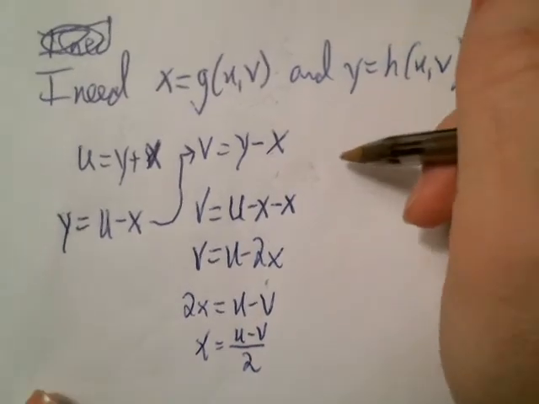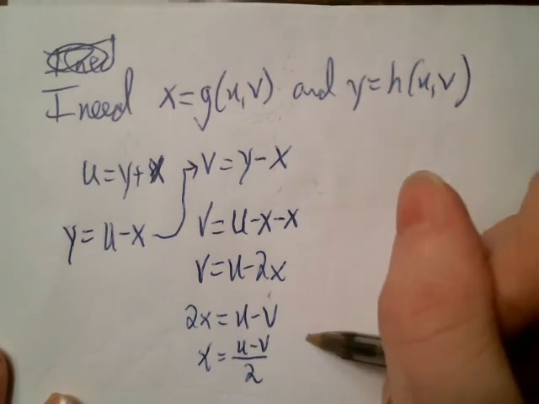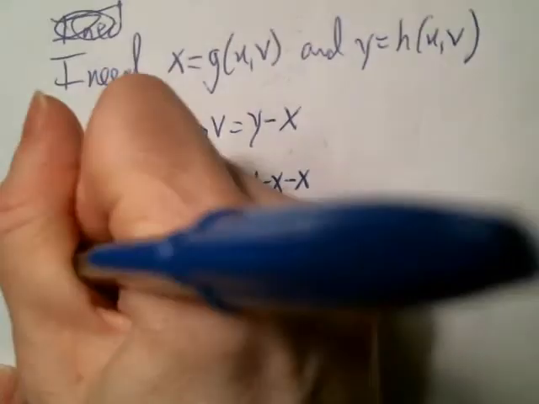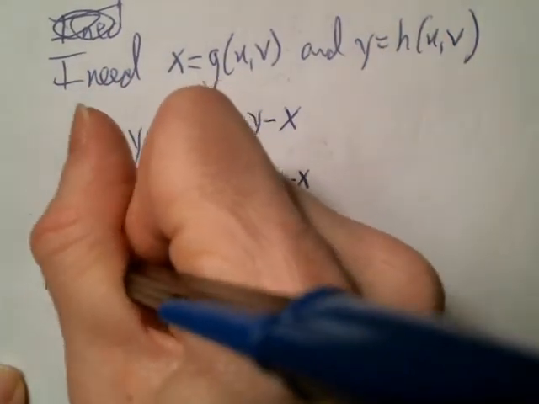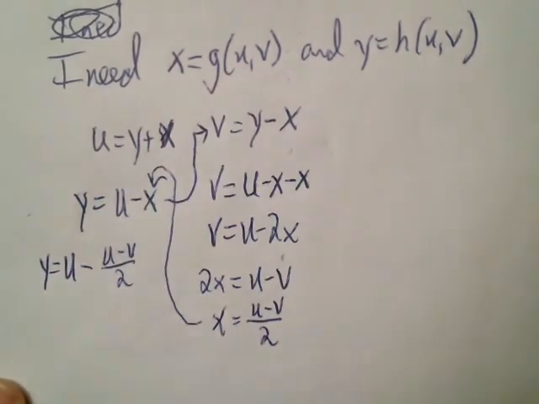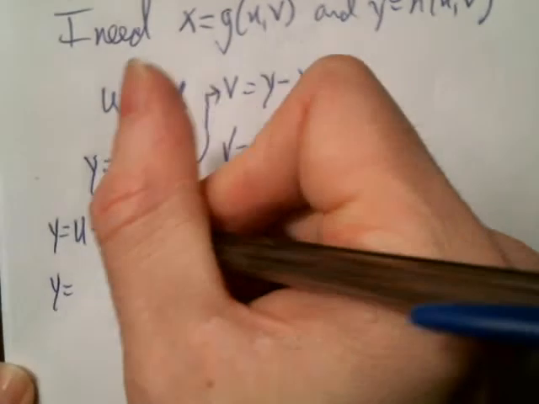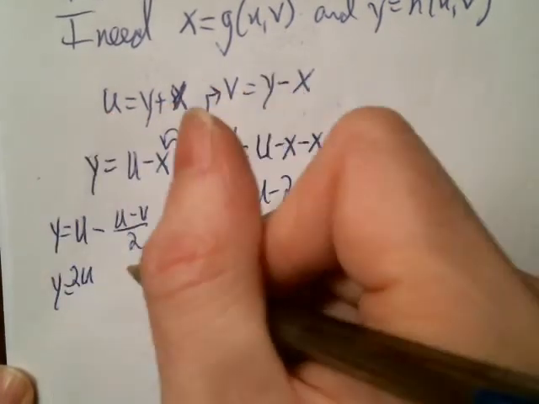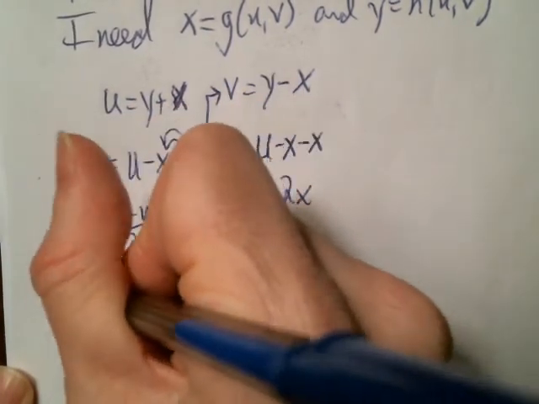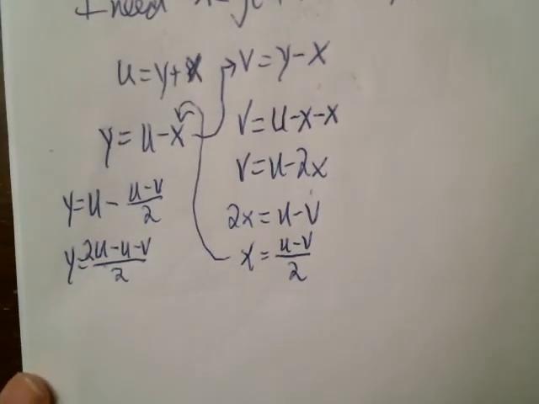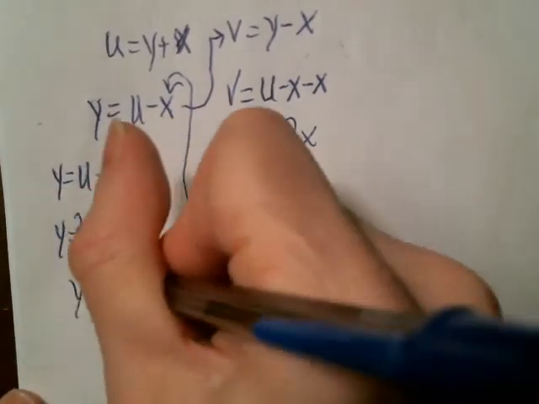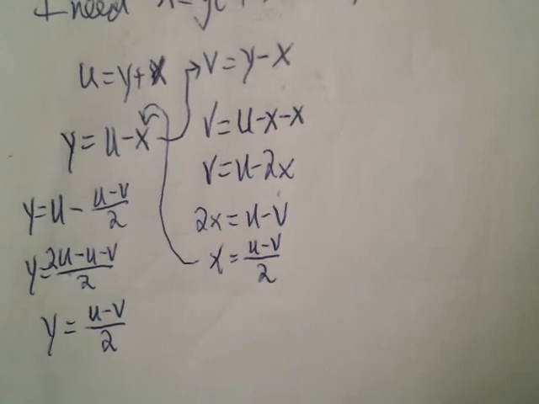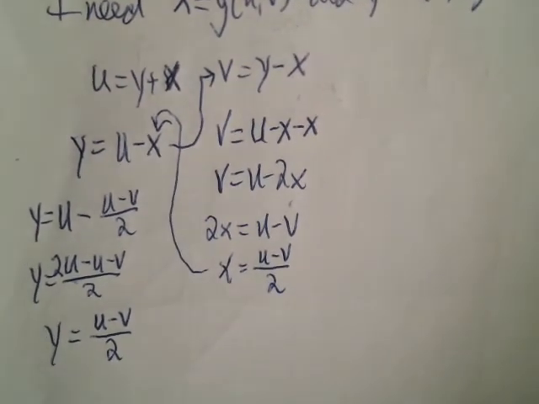And then similarly, I can get the formula for y by subbing back into here. So y will equal u minus u minus v all over 2. So y equals 2u over 2, sorry, minus u minus v over 2. And if you combine the common denominators, you get that. In other words, y is equal to u plus v all over 2. So I got my x and y functions.